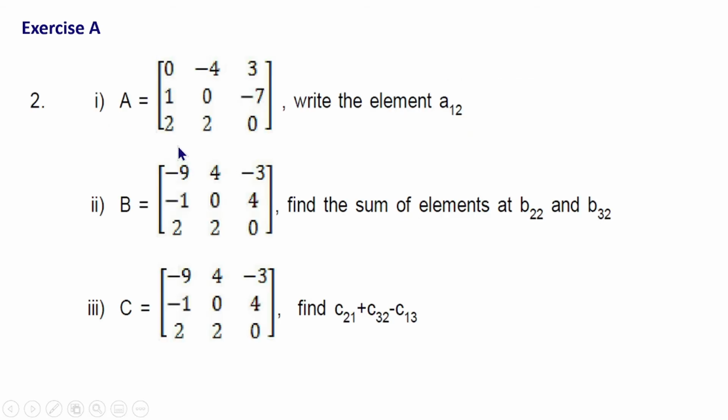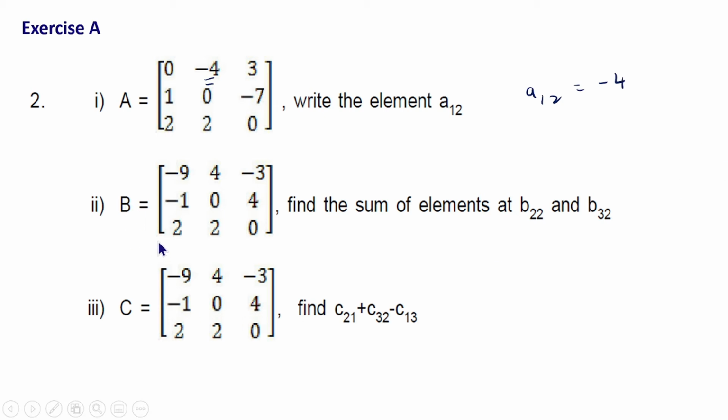Continuing with the questions. Second question, A is equal to this matrix. We have to write the element A12. A12 means the element in the first row and the second column. So this is the first row and this is the second column. The element in the first row, second column, this is A12. So A12 is equal to minus 4.